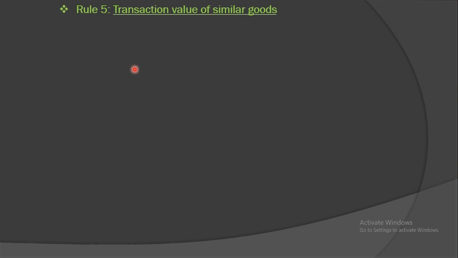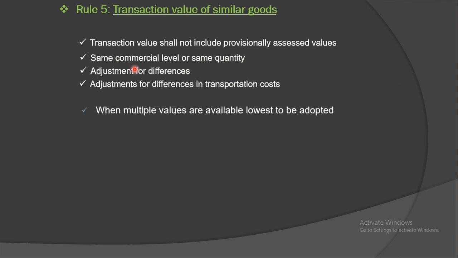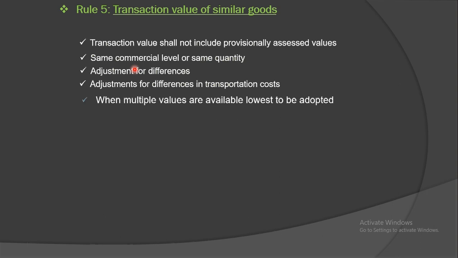The next rule is the transaction value of similar goods. If we don't have any identical goods, then we will take the transaction value of similar goods as our assessable value. The transaction value shall not include provisionally assessed value. It should be the same commercial level or same quantity, with adjustment for differences, including differences in transportation cost. When multiple values are available, the lowest is to be adopted.